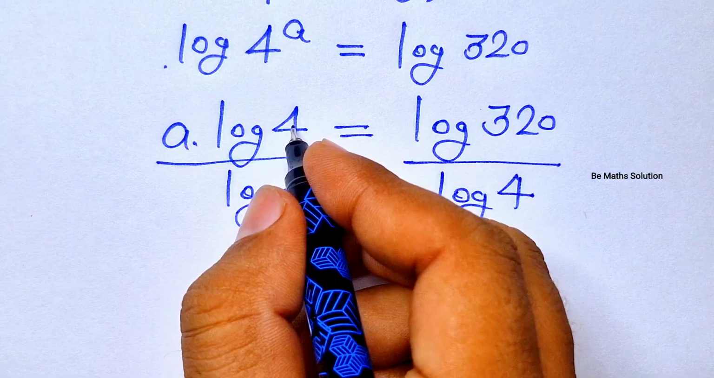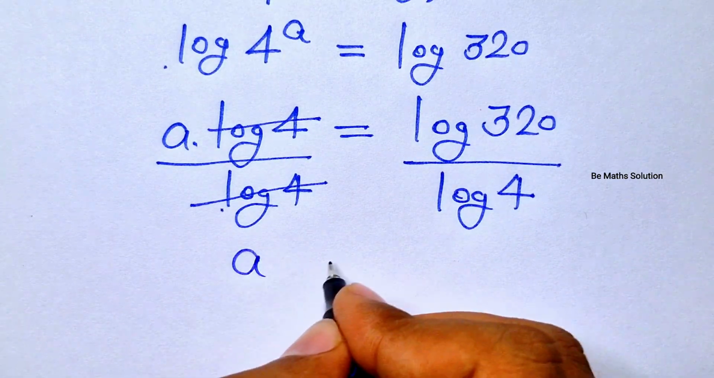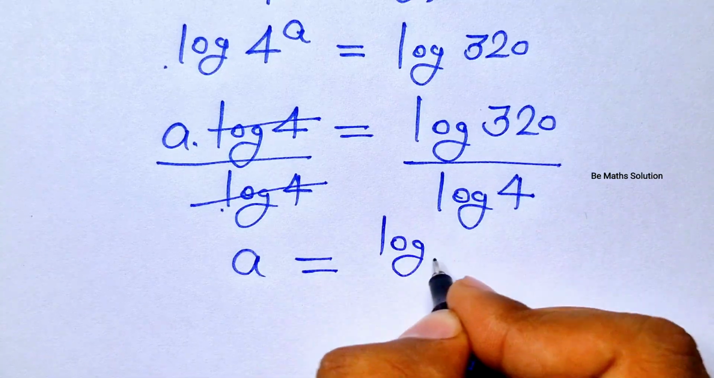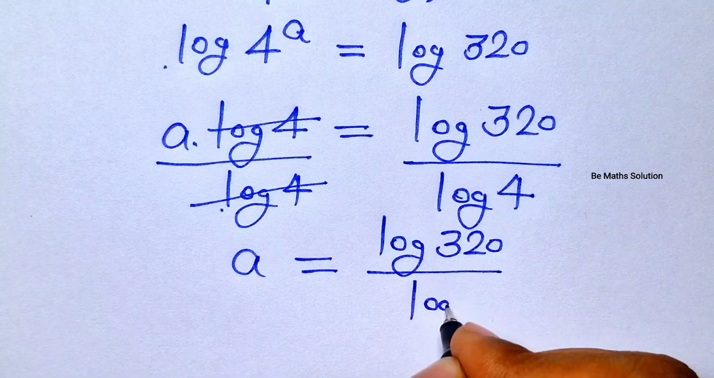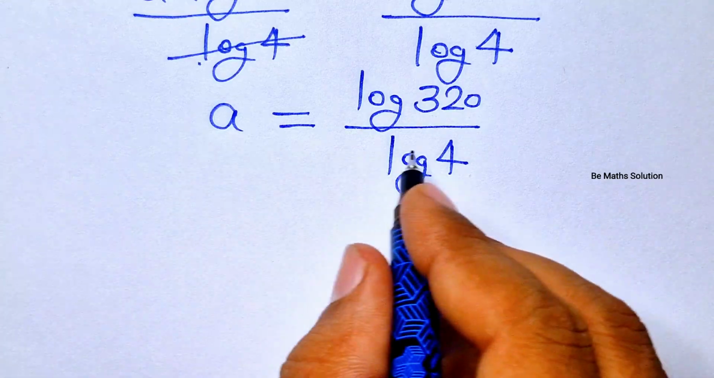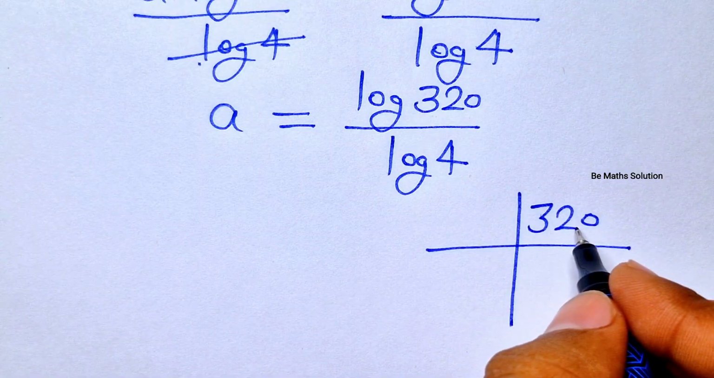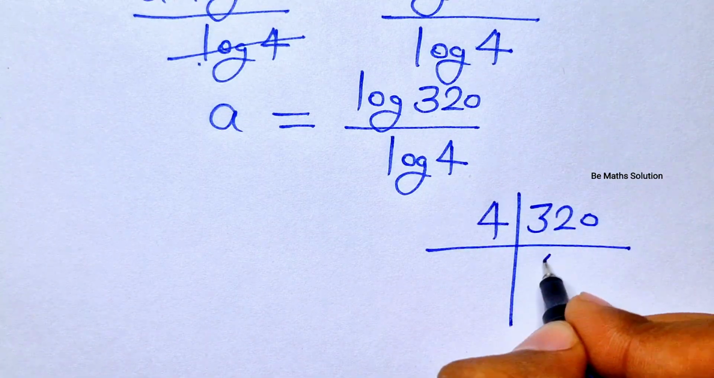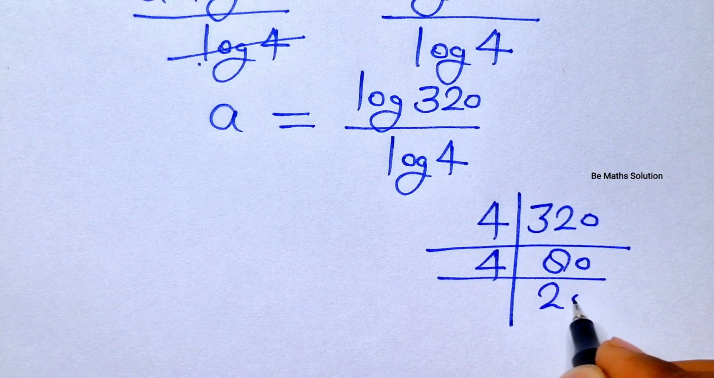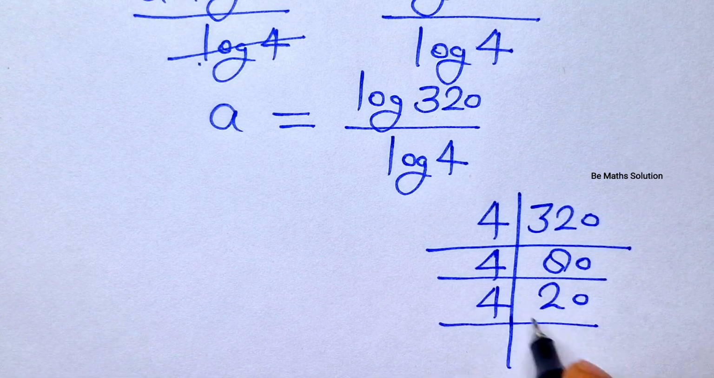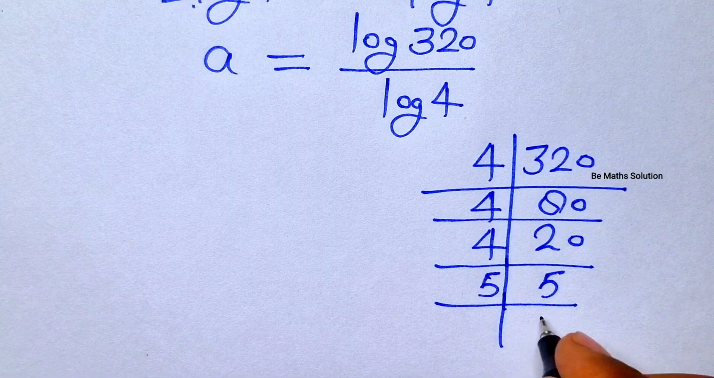Now this log of 4 and this log of 4 are cancelled. So it will be a is equal to log of 320 over log of 4. Then in the next step, for this 320: 320 divided by 4 is 80, and 80 divided by 4 is 20. Then 20 divided by 4 is 5. Now 5 divided by 5 is 1.